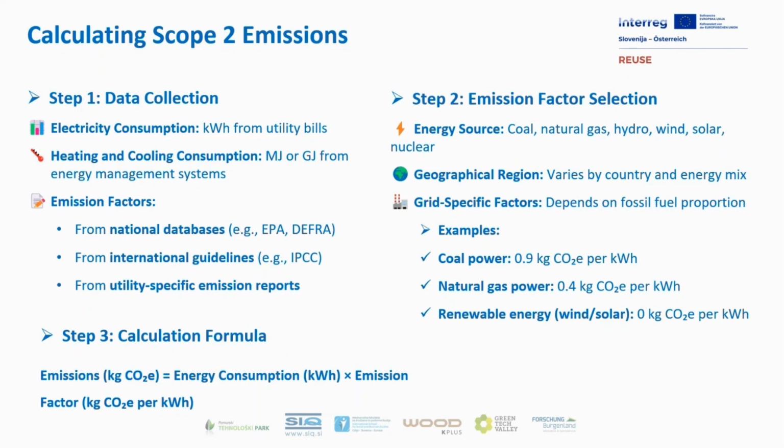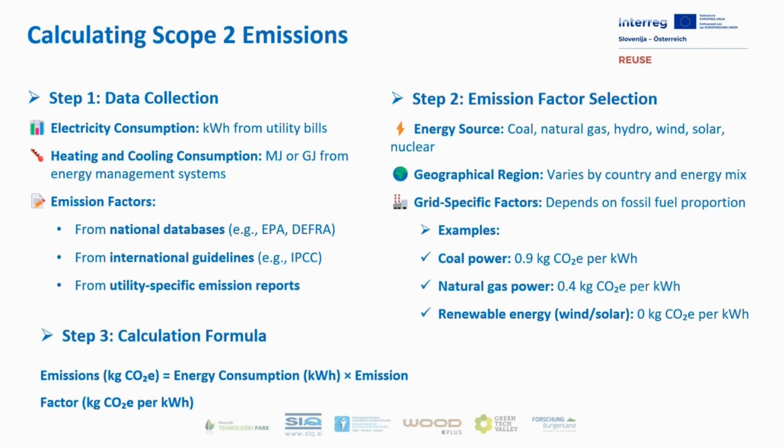Then step 2 is selecting the appropriate emission factor. This step is also really important because it directly affects how accurate our calculation will be. So emission factors can vary based on the type of energy, for example, coal, natural gas, wind, hydropower, solar, or nuclear, the region, because every country or even sub-region may have a different energy mix, and the grid-specific data, especially for electricity, since some grids rely more heavily on fossil fuels than others.